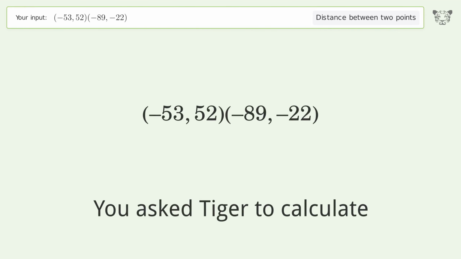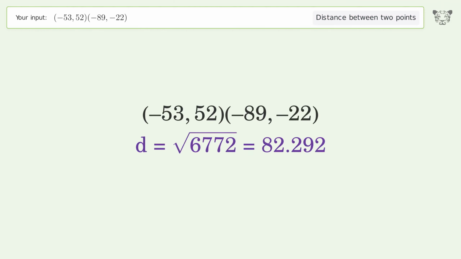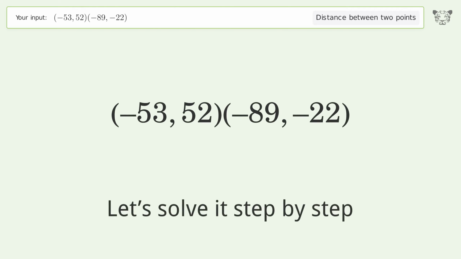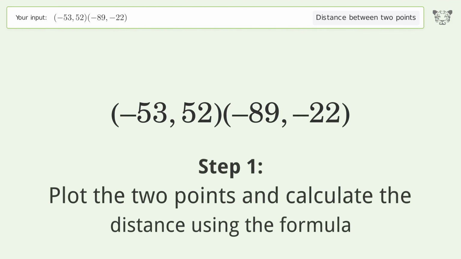You ask Tiger to calculate. This deals with the distance between 2 points. The distance between the 2 points is the square root of 6,772, or 82.292. Let's solve it step by step. Plot the 2 points and calculate the distance using the formula.